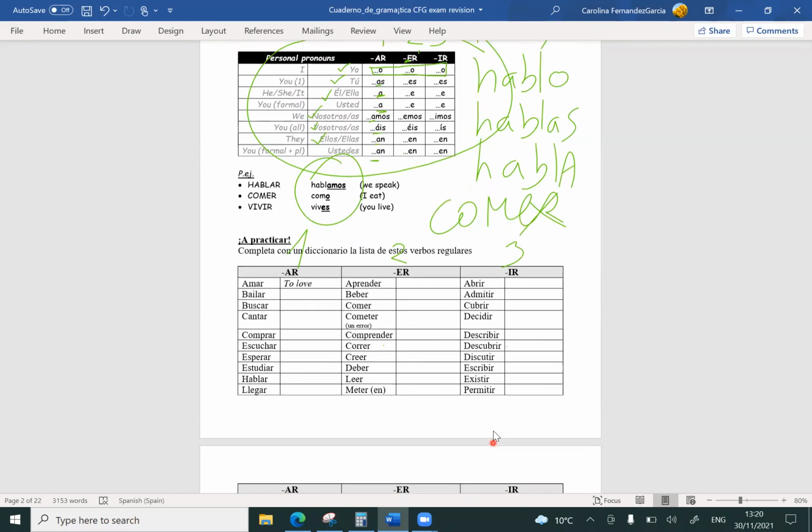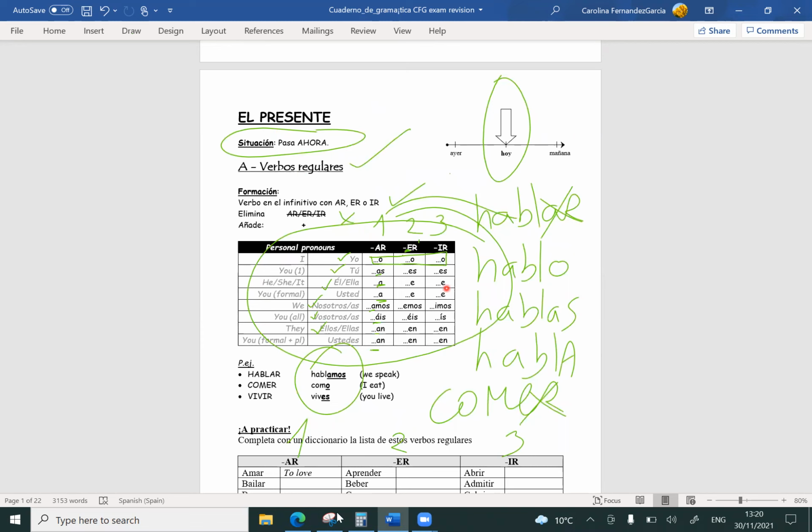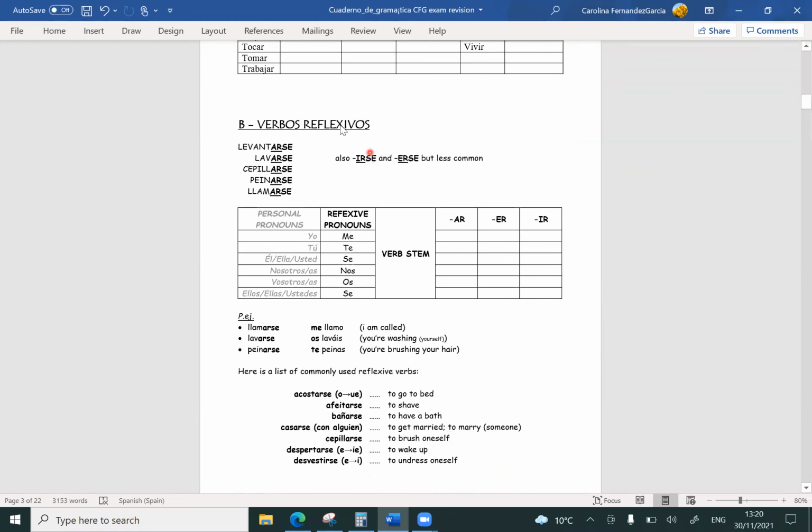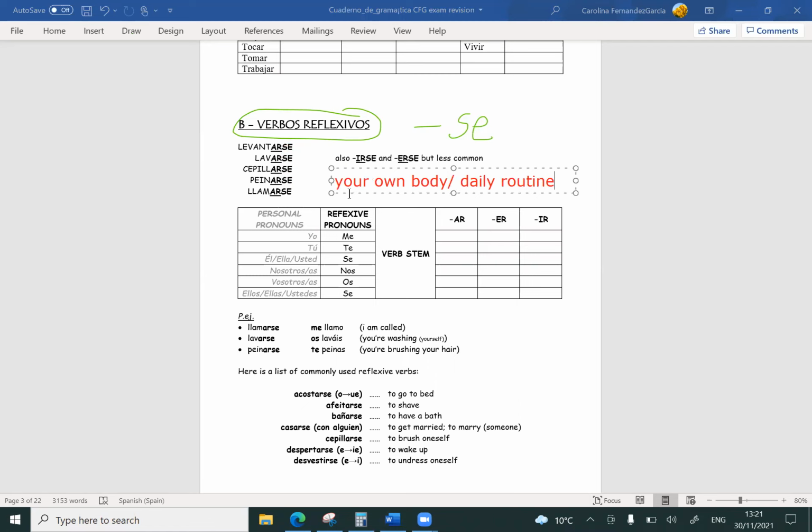So these are the most important regular verbs in the present. Those verbs given there all behave the same way. They all add these endings here. Now, let's move on to the next type of verbs, still in the present tense. They're called reflexive verbs, okay? These ones are different from the other ones because they end in se. Literally the same thing, but they end in se. And they tend to be verbs that refer to your own body or describe your daily routine, okay?